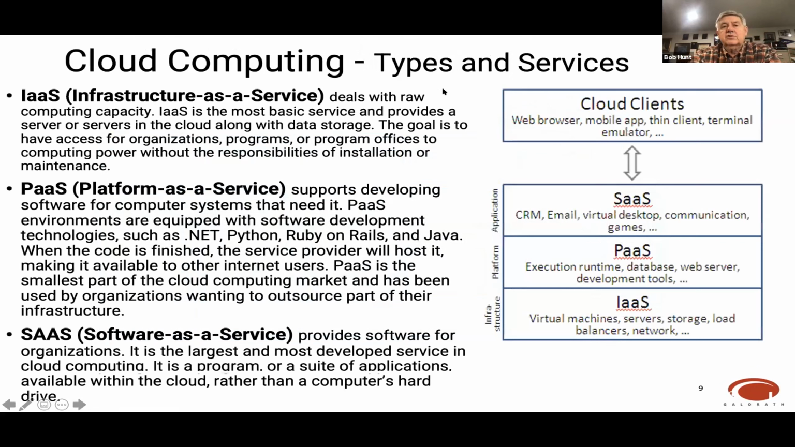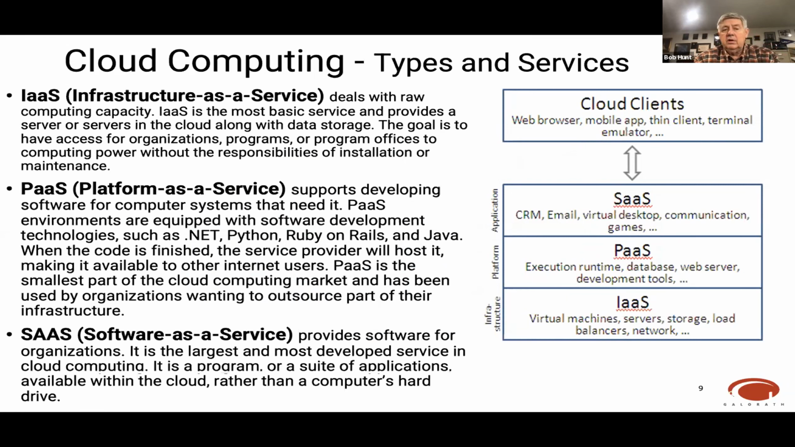So infrastructure as a service really deals with raw computing capability. IaaS, infrastructure as a service, is the most basic service and provides a server or servers in the cloud. Platform as a service supports developing software for the computing systems that it needs. Platform as a service provides equipment equipped with software development.